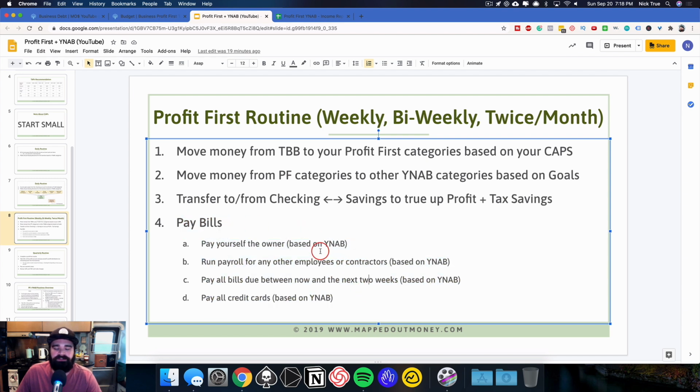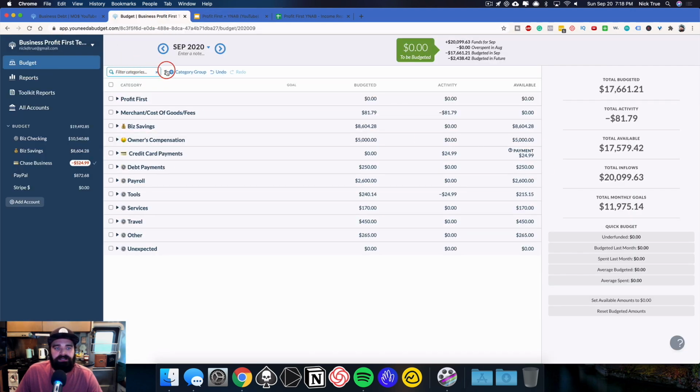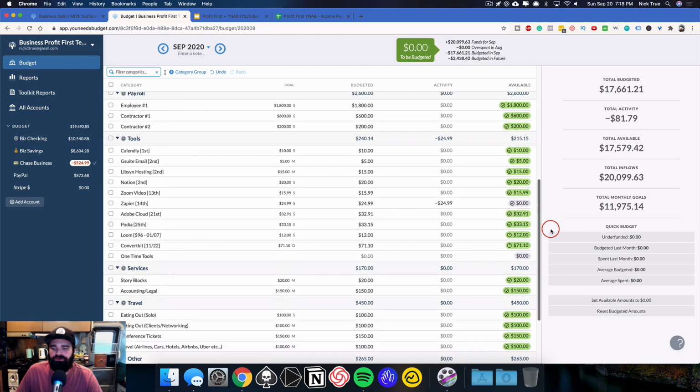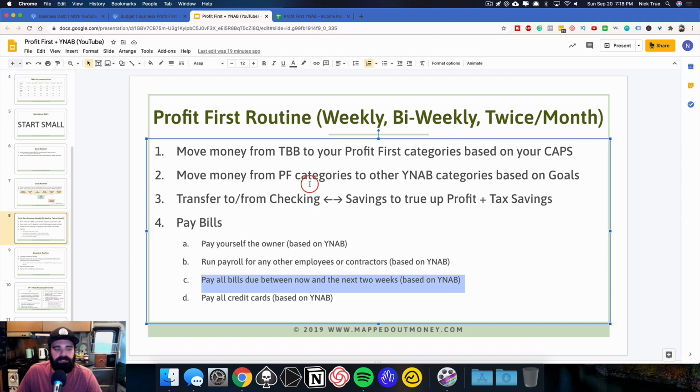So this is where I'm actually going to go run payroll to pay myself. I'm going to run payroll for my employees. I'm going to pay any bills that are due, and I'm going to pay any credit cards that are due based on YNAB. This is where we're just making sure everything's paid up, and we're using the money in our categories to do this. This is the fourth step. All right, and this is the main piece of your Profit First routine.